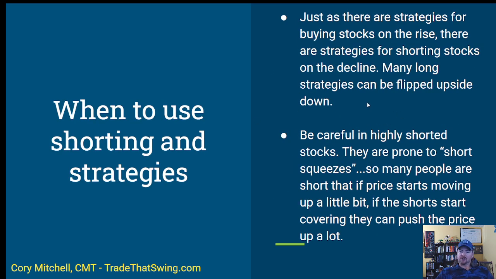So just as there are strategies, one would be use shorting, and we'll look at some strategies in a bit. There are strategies for buying stocks on the rise, and there are strategies for shorting stocks on declines. Many long strategies can be just basically flipped upside down. If you like trading rounded bottom patterns, well, start looking for rounded top patterns, and you can see stocks that are starting to roll over to the downside.